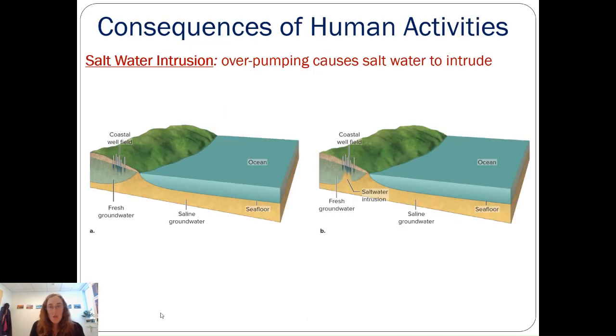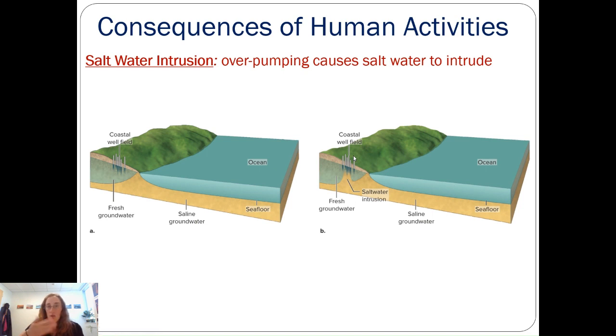There's still one more issue that's a consequence of human activities, and that's saltwater intrusion. So Cape Cod has major issues with this problem. And what can happen is that if you have a coastal area that is using fresh water from underground as their drinking water supply, and they happen to take too much water out of the ground, they'll cause the ocean to intrude and go inland. And then now, instead of taking fresh water out of the ground, you are taking ocean water into your well.